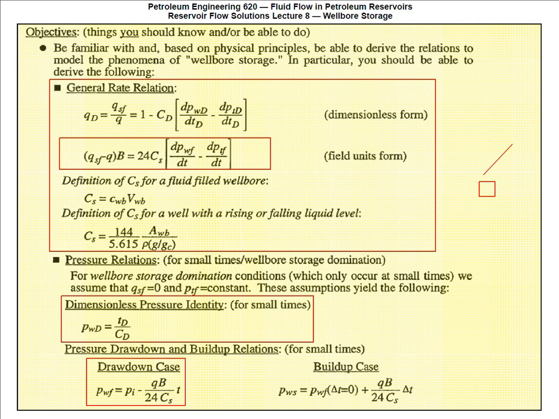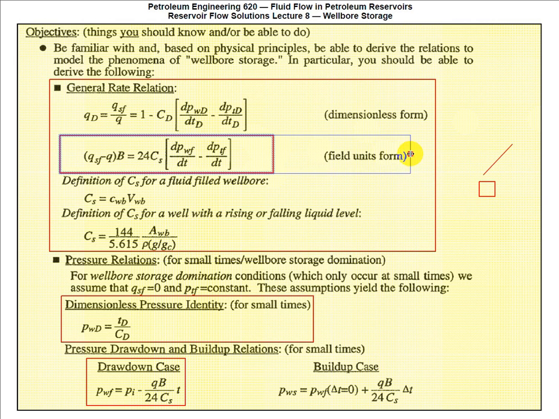Okay? So the rest of this lecture talks about what? It talks about deriving this equation, this QSF minus Q times B equals 24 CS times that difference in derivatives. And the reason we go through that is so that you'll understand this is a rigorous mass balance. This equation is a rigorous mass balance on the system. I'm going to keep repeating that.